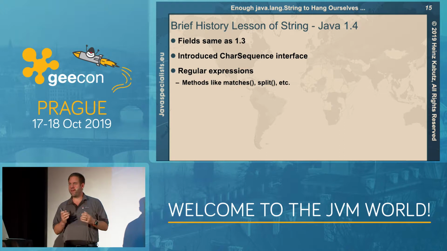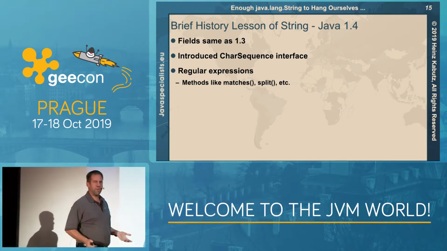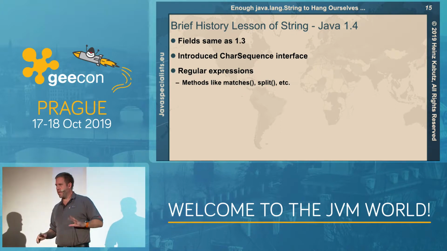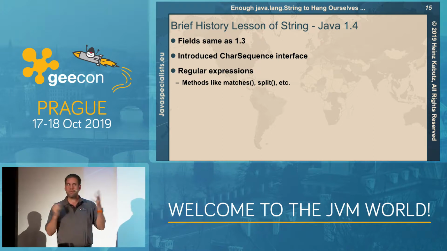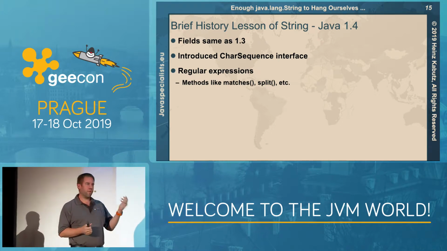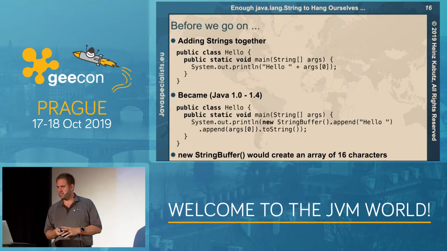Java 1.4, the fields were the same as 1.3, but now they had another interface called CharSequence. And CharSequence abstracts over String, StringBuilder, and StringBuffer. No, actually, StringBuilder wasn't there yet. We'll get to that in a second. They also added regular expressions, which are very, very handy.